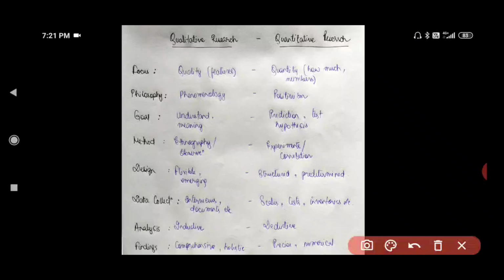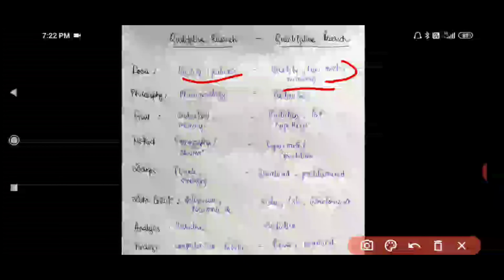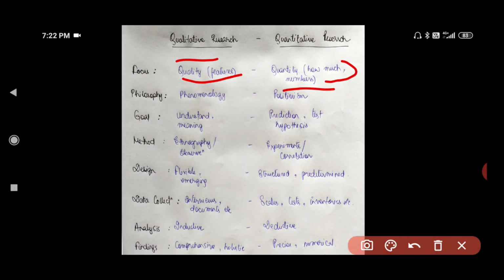Now let us look at the differences between qualitative and quantitative research. For qualitative research, it focuses on quality, the features, the characteristics of a phenomena or a person. For quantitative research, it focuses on the numbers. That is, it answers the question, how much? The philosophy associated with qualitative research is phenomenology. So phenomenology is a branch of philosophy that studies the lived experience of an event by the person. We'll discuss about phenomenology later in this class.